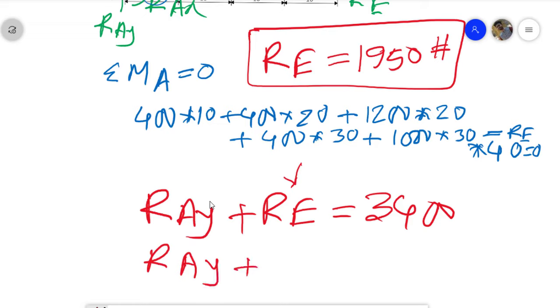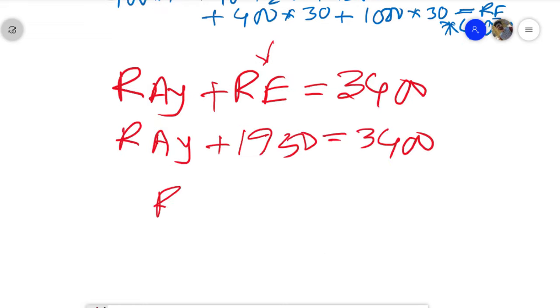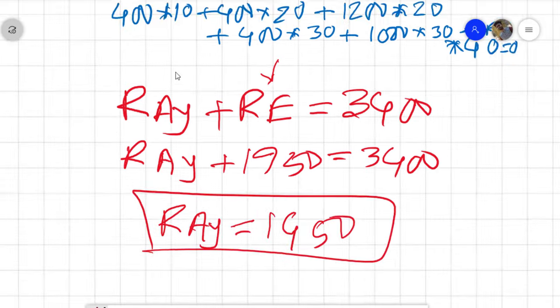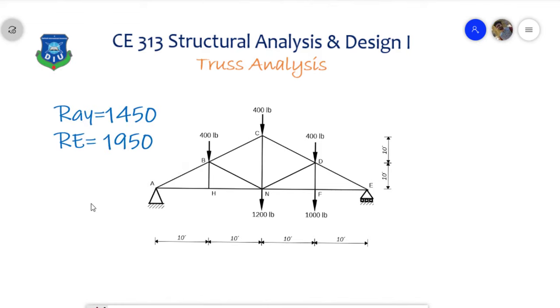Now we know the magnitude of RE, and that is how we can get the magnitude of RA. Now let me put the value here, RA plus 1950 equals 3400. So the value of RA is equal to 1450. So actually that is your first step. So we got RA 1450 and RE 1950 pound.